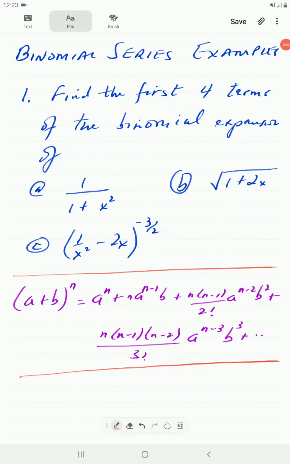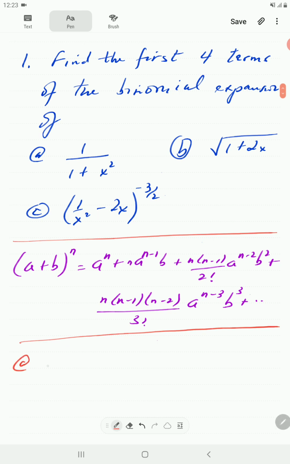Okay, in this set of examples, we're going to find the first four terms of the binomial expansion of these given expressions. Now you're going to remember that this time we said the expansion is going to have an infinite number of terms, so here they're just asking you to find the first four terms. So let's start with A.